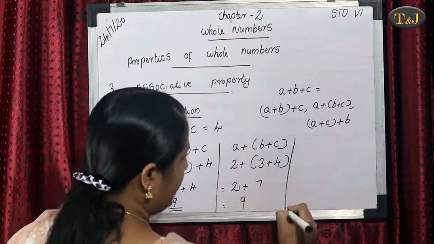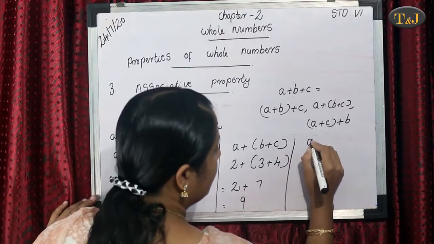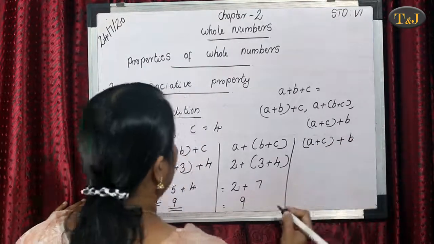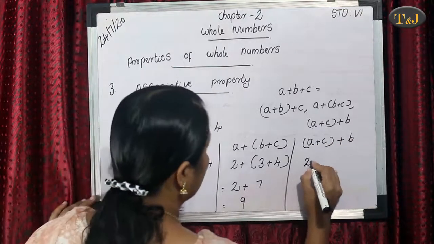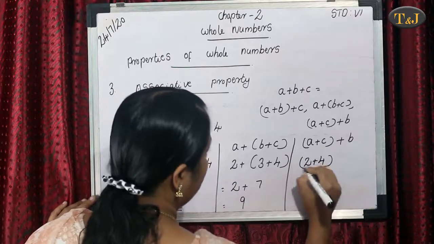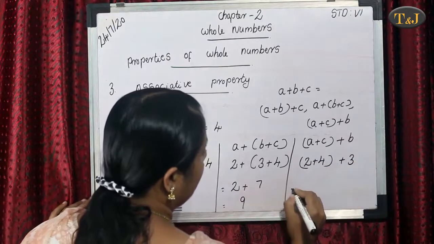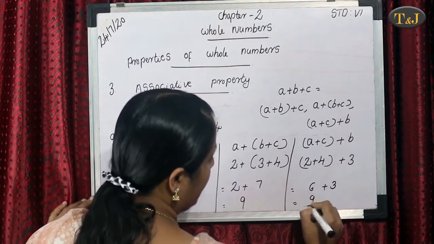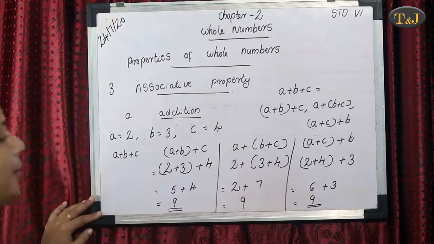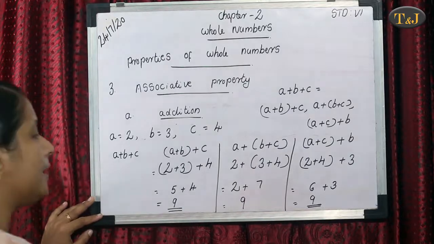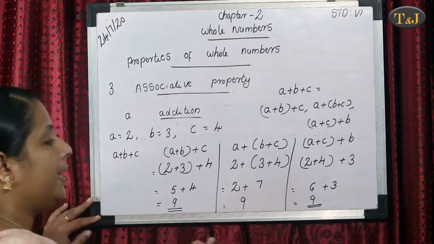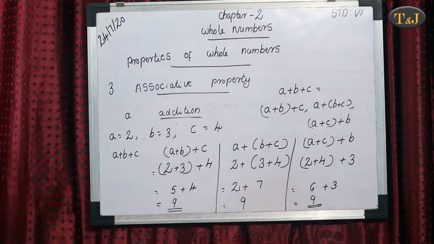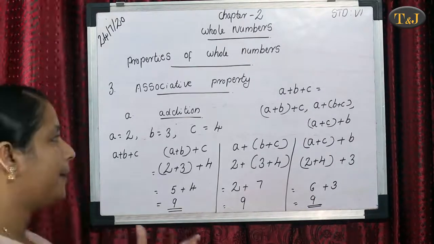Then our third method is taking A plus C grouped together and adding B. Here A is 2, C is 4, and B is 3. We know that 2 plus 4 equals 6, and 6 plus 3 equals 9. The associative property says that when we add these three numbers in three different ways, we get the same answer. That means that when we group and add the three numbers in any order, we get the same answer.